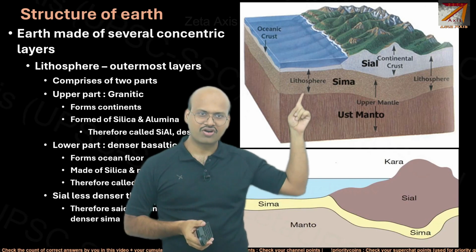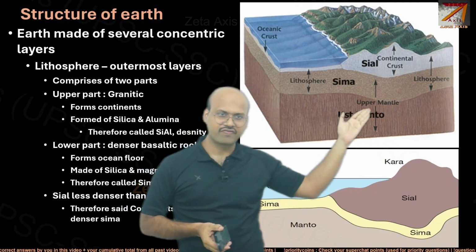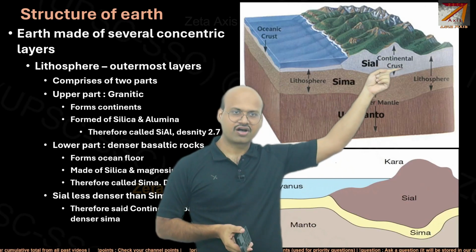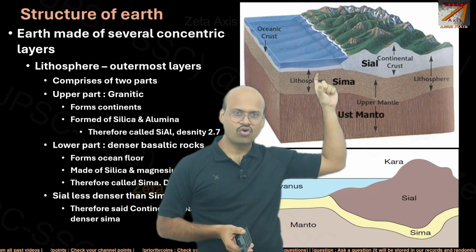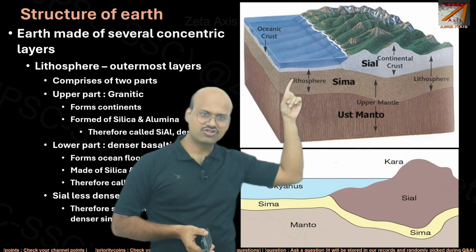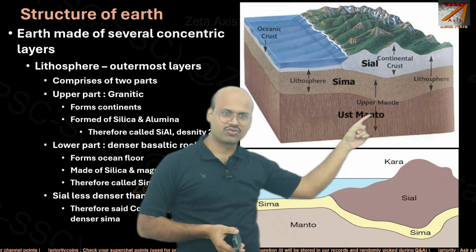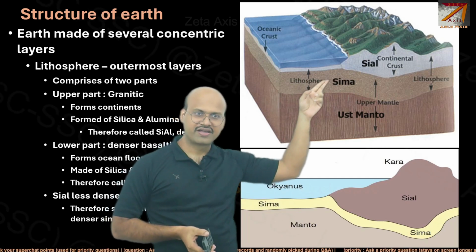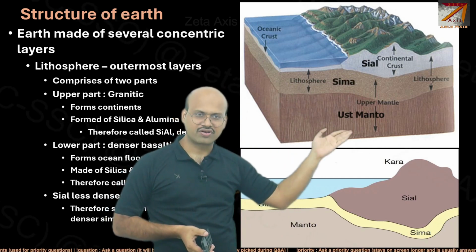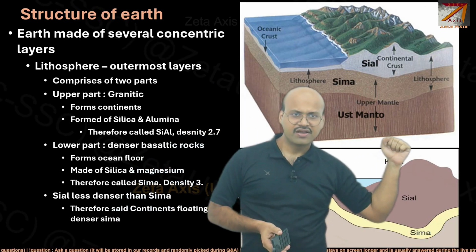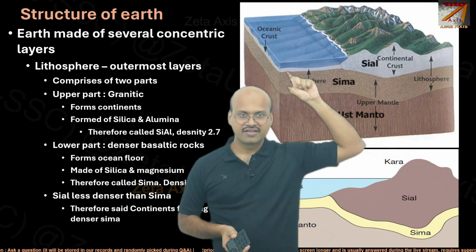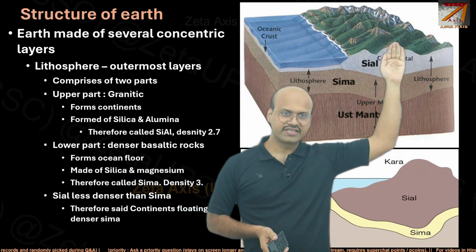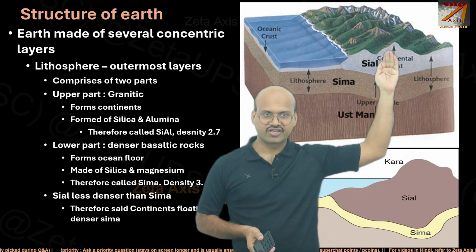So lithosphere is not only this part, but it also includes the upper part of the mantle. We can see that this is our continental crust and this is our oceanic crust. And lithosphere should actually extend till here. It should include the upper part of this mantle also. This diagram indicates only the sima and sial, but it also includes parts of the mantle. Now one thing we can see is that the oceanic crust is thinner, while the crust is very wide under the mountains or under the continents.